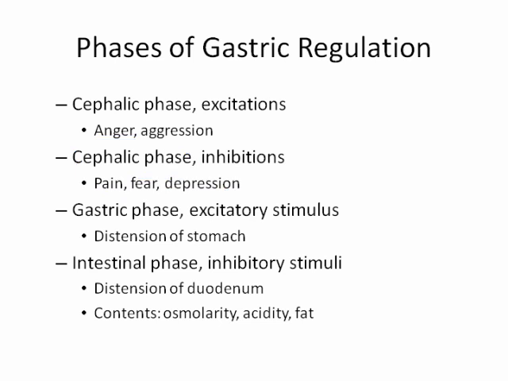The excitatory stimulus for the gastric phase is distension of the stomach. So as food enters the stomach, it stretches the stomach, causes distension, and this, of course, activates the gastric phase, which makes sense. It's going to increase the digestion of the material as it's entering the stomach. Inhibitory stimuli for the intestinal phase are distension of the duodenum and the osmolarity, acidity, and fat content within the duodenum.